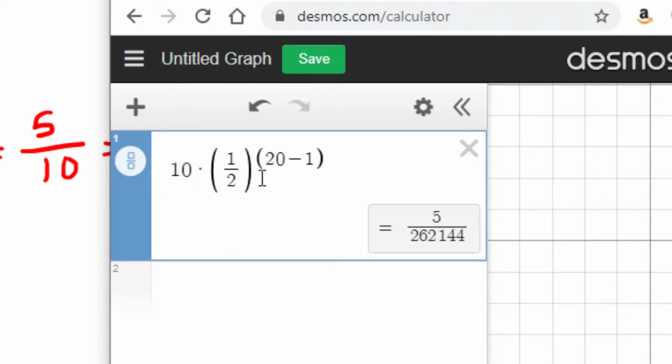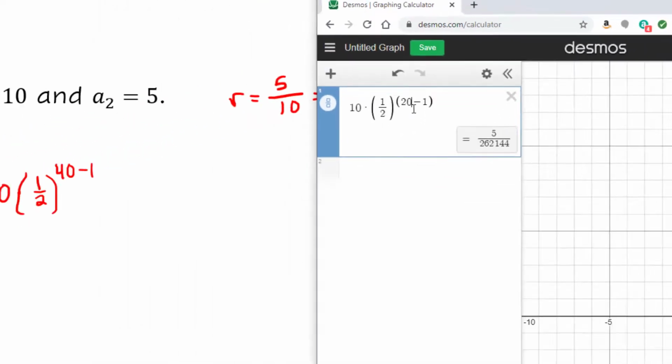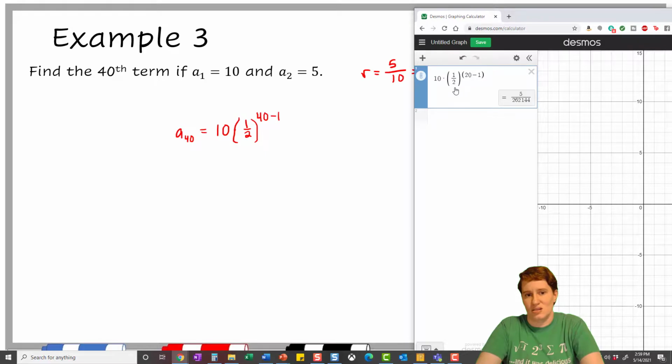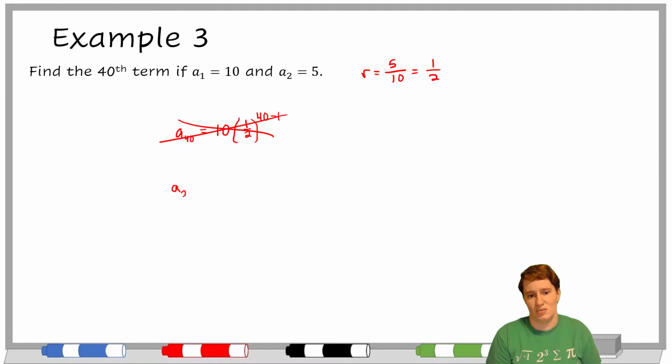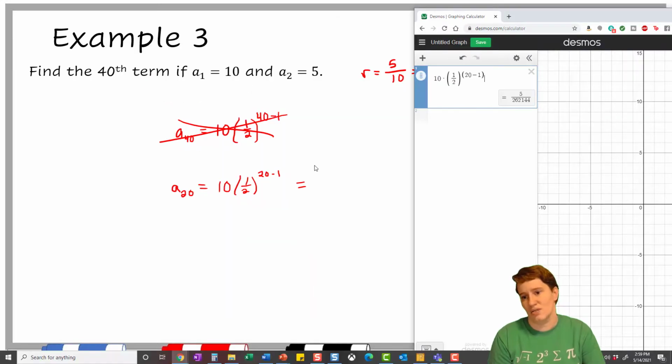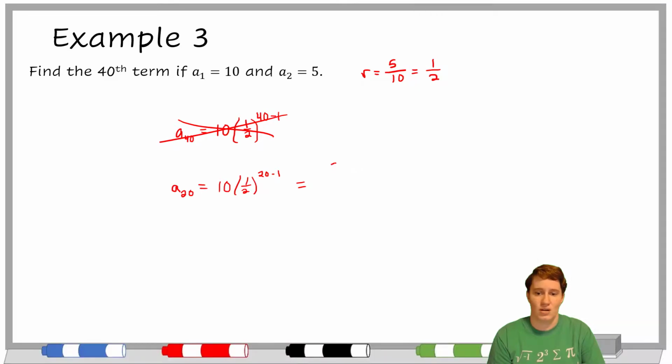So the deal is that we're just getting, in this case, this is the actual, like, if I did this, this would be the 20th term, is this really small number, right? So I think that's what I'm going to choose to do, is I'm actually going to go back and edit this and make it be the 20th term instead of the 40th term. So let's pretend it wanted the 20th term. So 10 times a half to the 20 minus 1 equals 5 over 262,144. So that's the 20th term.